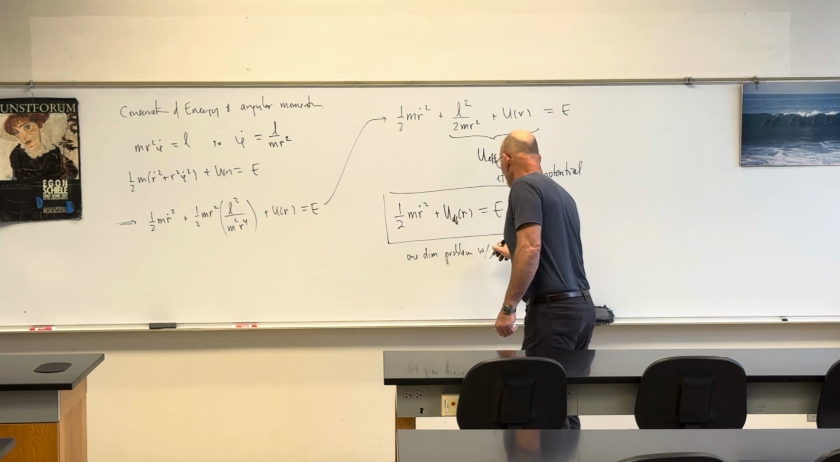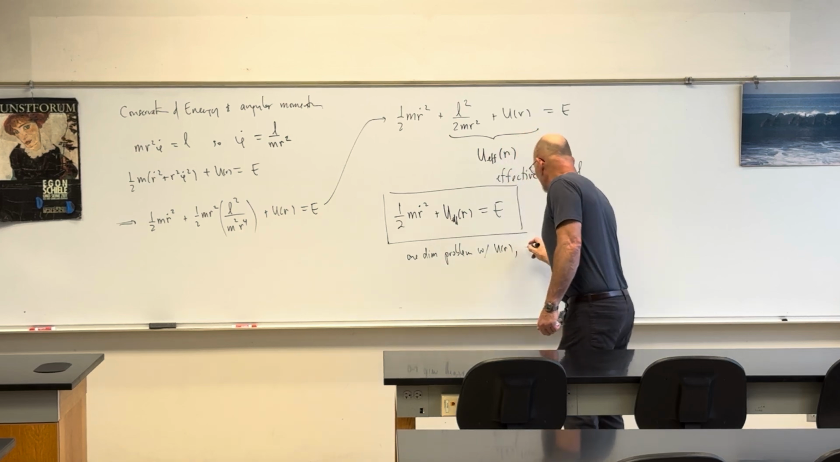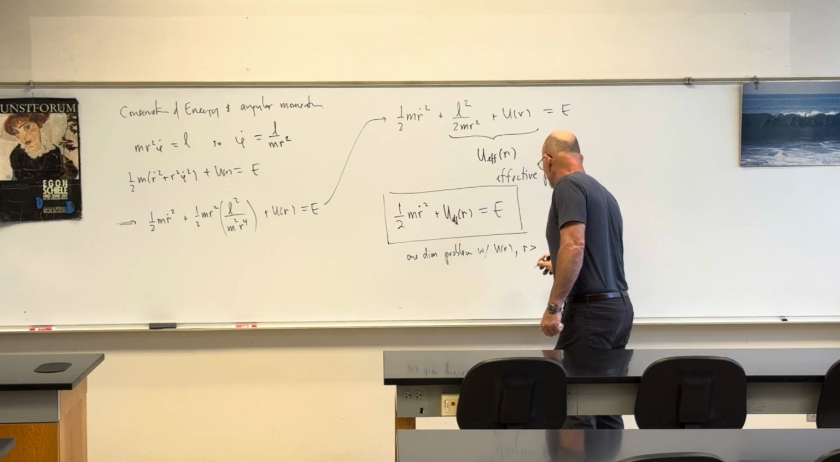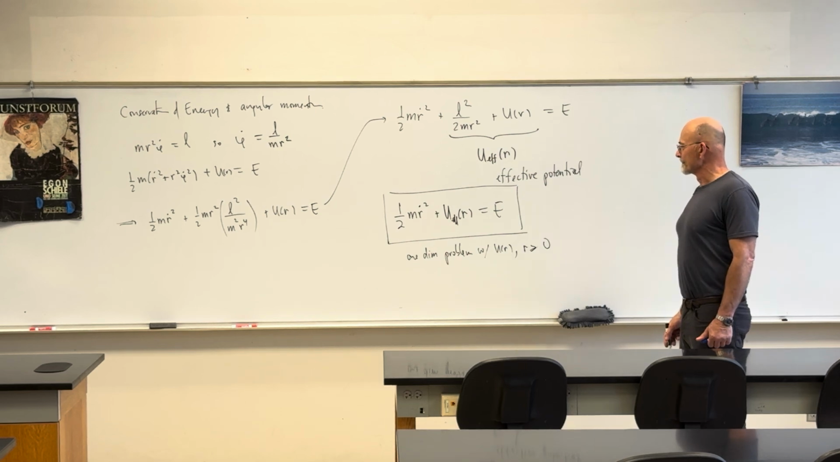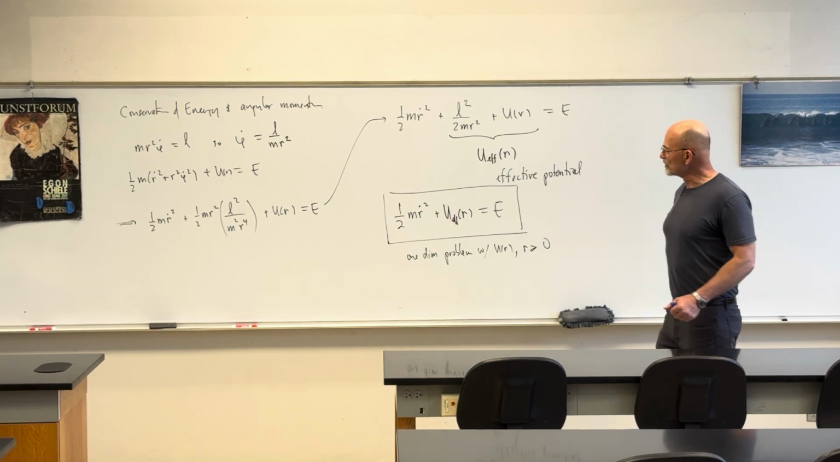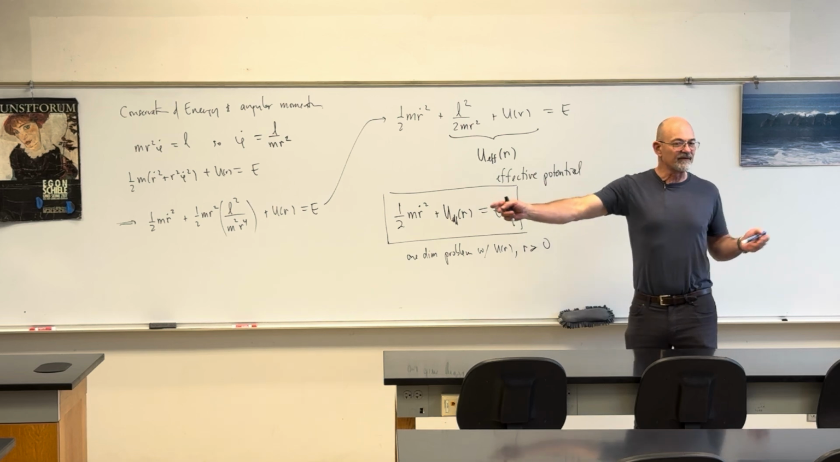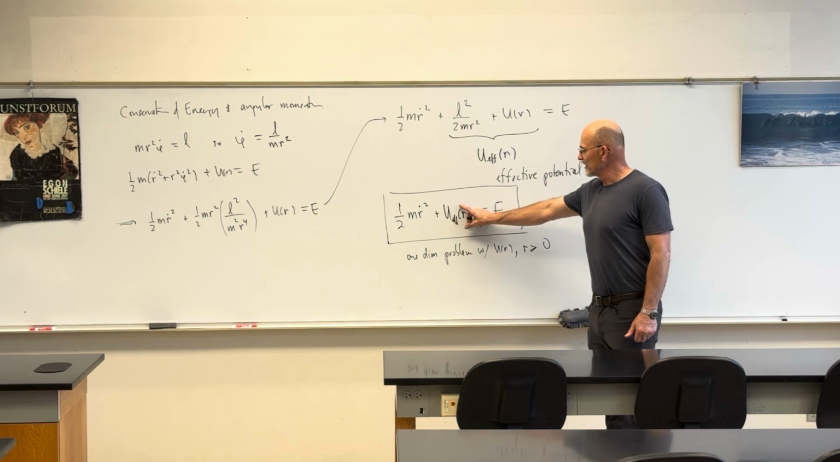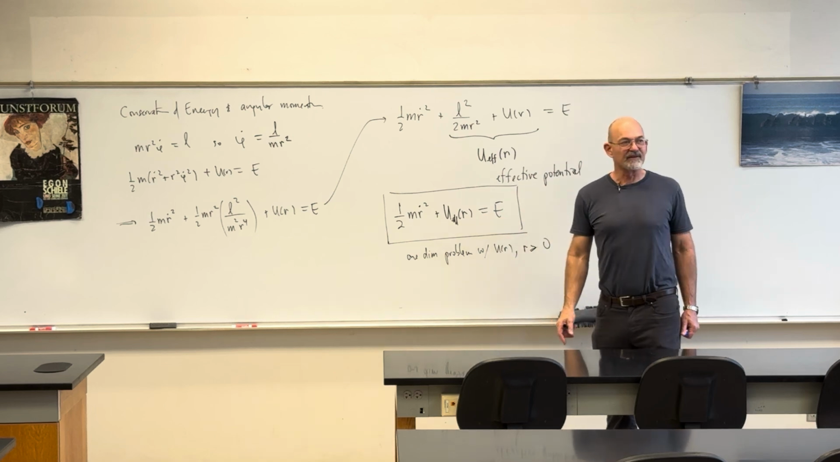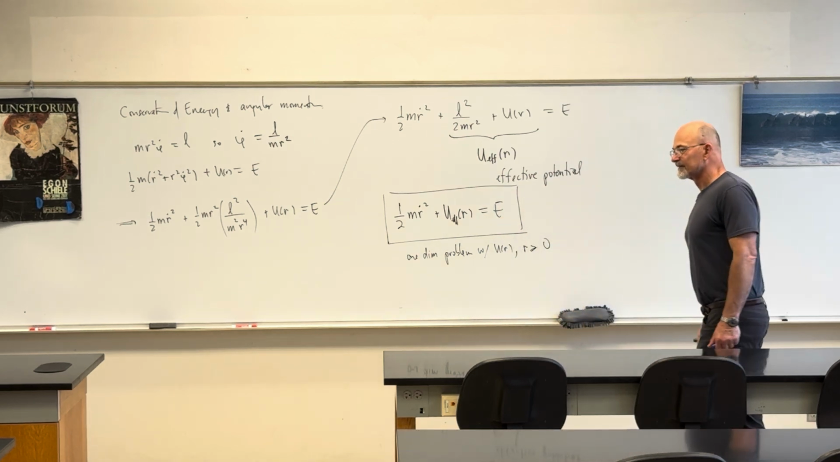So one-dimensional motion, so to speak, with the U of r and r greater than 0. Or I can say r greater than or equal to 0. When we did one-dimensional motion, we often had x going from minus infinity to plus infinity. Here, we have r positive, but other than that, it's the same. But if it's 0, we get divided by 0.